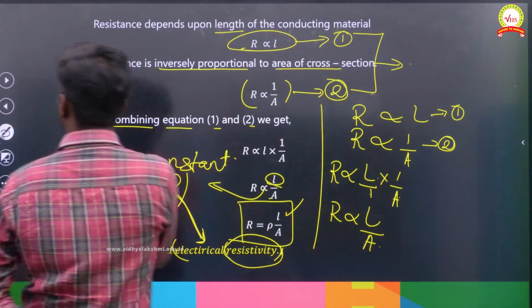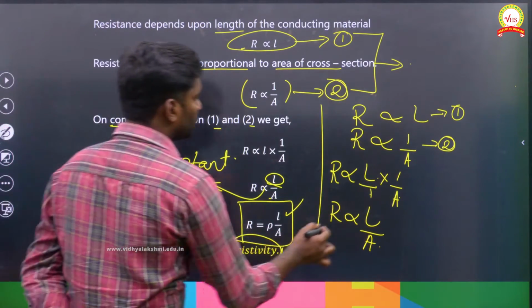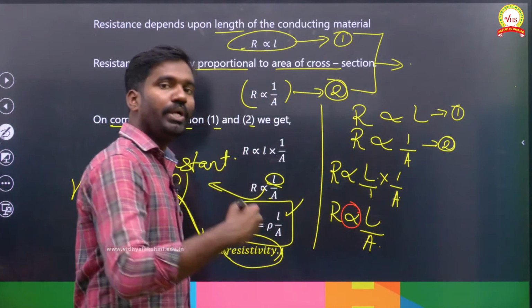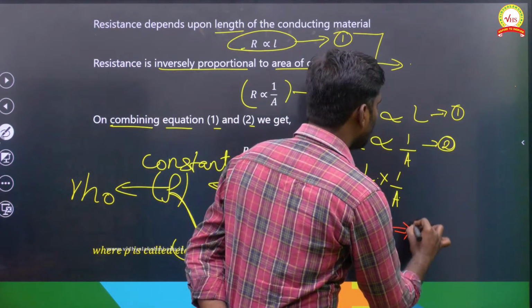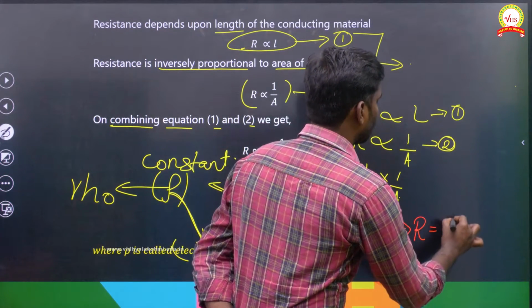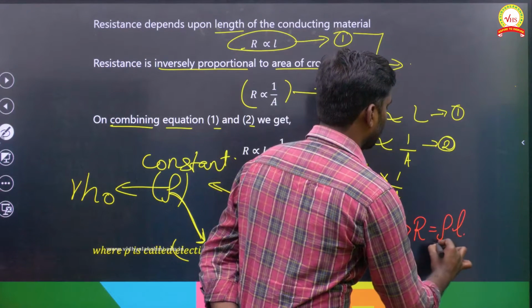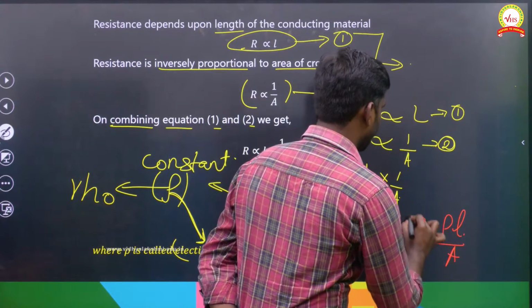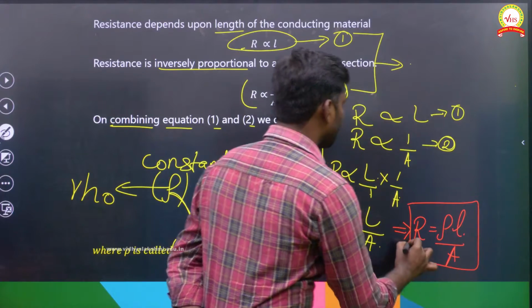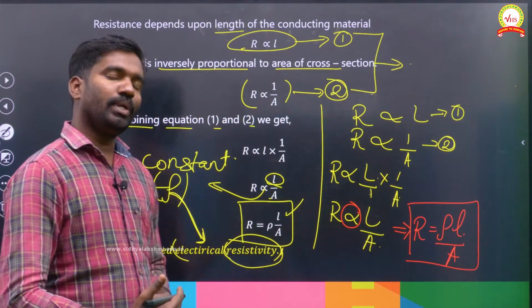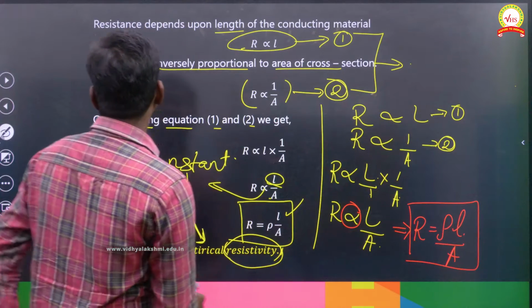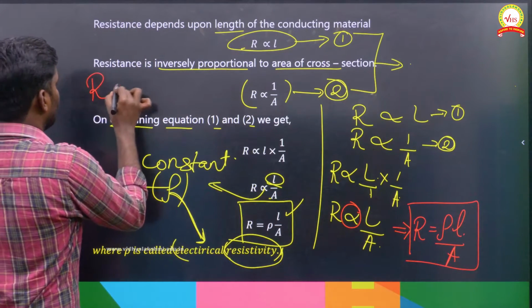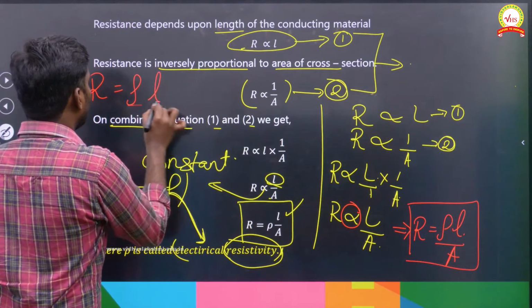So now what are you going to do? We are going to remove the proportionality symbol and introduce one constant. So that gives R is equal to rho L by A. By using this formula, we can calculate the resistance as well as resistivity of the conducting material. So what is the final formula we obtained? We obtained R is equal to rho L by A.